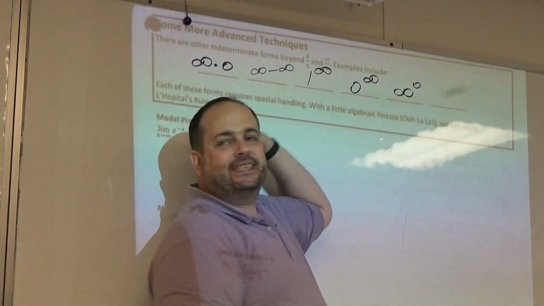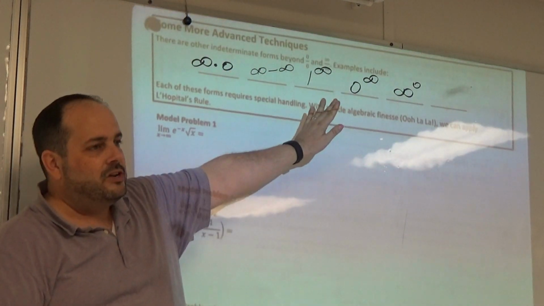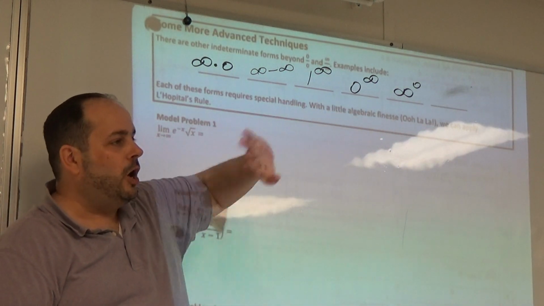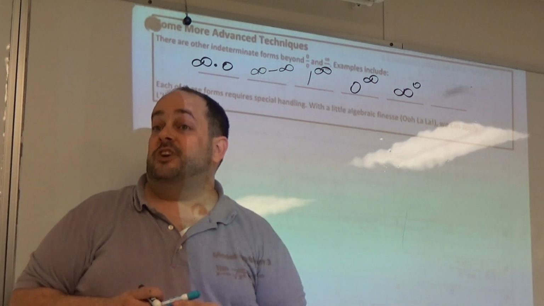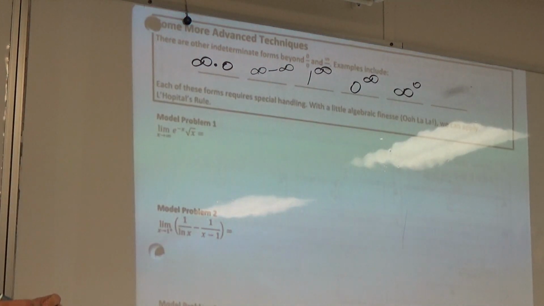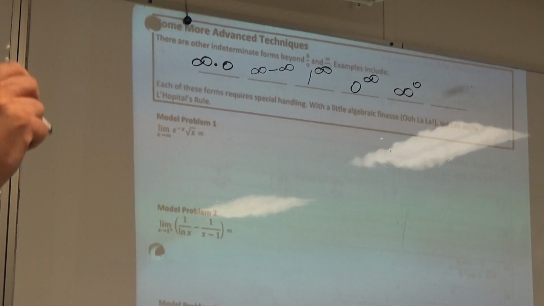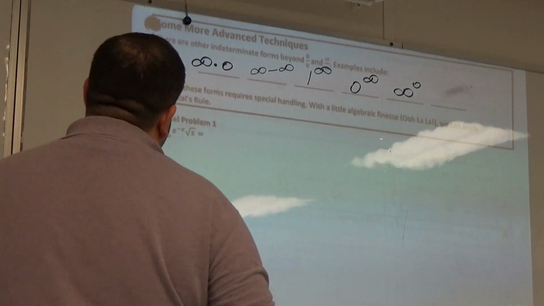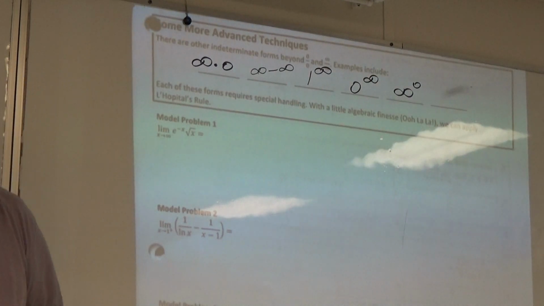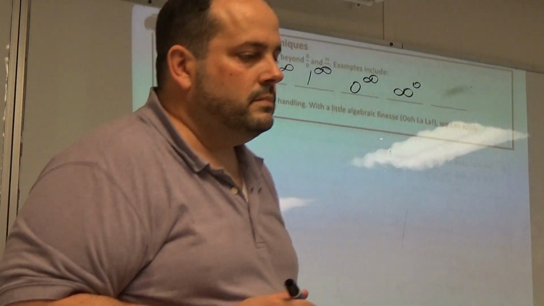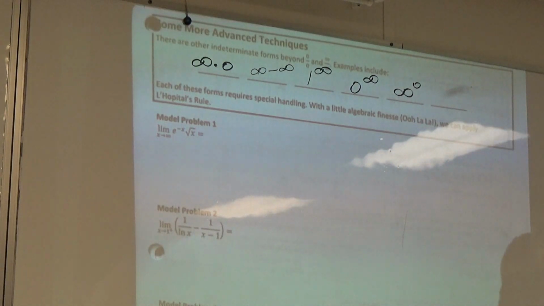L'Hopital's rule is going to solve all our indeterminate form woes. All of them. But we're going to have to be tricky. So let's look at this first one. Convince somebody near you that that actually is an indeterminate form. Is that an indeterminate form? If it is, which one? Which indeterminate form do we see?